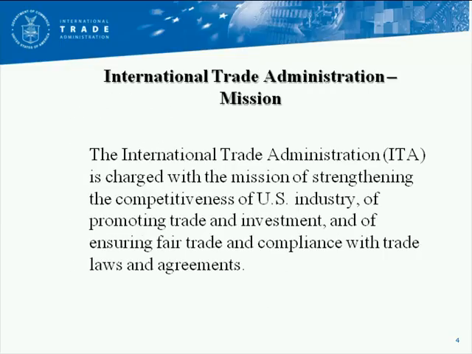Okay. Part of the Commerce Department, many of you are aware, there are multiple sub-agencies, which include the Patent and Trademark Office, NOAA, and one of the agencies involved in international trade, the International Trade Administration, known as ITA. What is ITA's mission? ITA is charged with the mission of strengthening the competitiveness of U.S. industry, of promoting trade and investment, and of ensuring fair trade and compliance with trade laws and agreements. Of course, we'll go into specific details of each of these units of ITA and their functions as well.